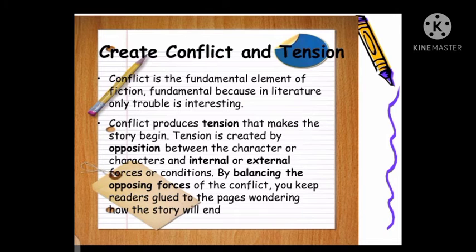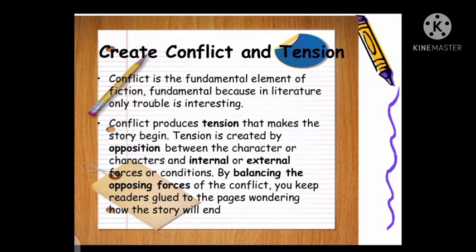The next element of story writing is conflict. Conflict is the fundamental element of fiction, fundamental because in literature, only trouble is interesting. Conflict produces tension that makes the story begin. Tension is created by opposition between the character or characters and internal or external forces and conditions.